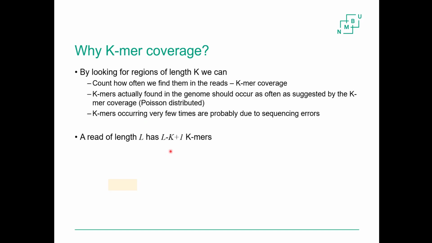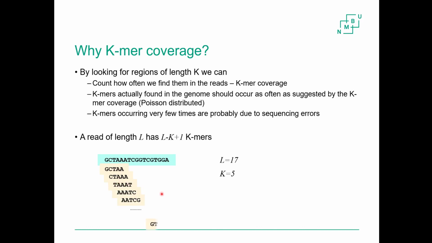First of all, if we have a read of length L, this read has L minus K plus 1 K-mers. This is always true. Why is this? Okay, here is the read, and this time the read is 17 bases long. Let's now look at 5-mers. K equals 5. And then, of course, the first 5-mer is here, the second one is here, the third one is here, and so on.